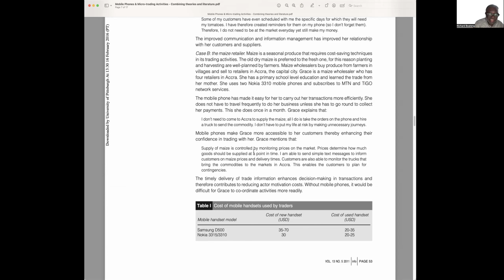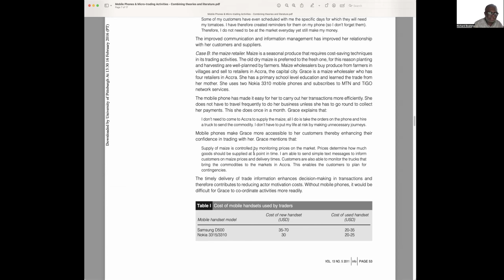So what happens here is that I have the product, I've studied the market prices, I call you. So during market transactions and monitoring prices, I call you to establish a new pre-transactional relationship, so that I can get you the prices that are there. I'm able to send simple text messages to inform our customers on maize prices and delivery times. Customers are also able to monitor and track, meaning they can call me and ask what commodities are being brought to the market in Accra. This enables customers to plan for contingencies.